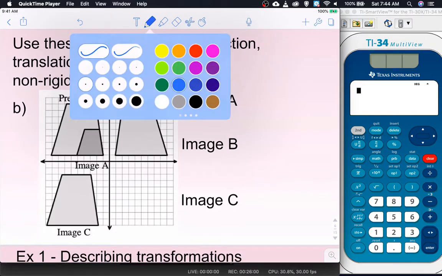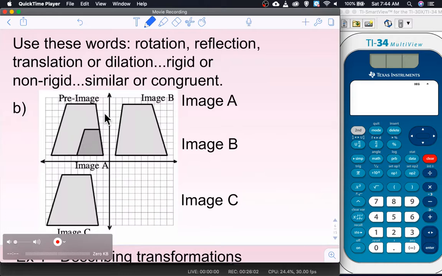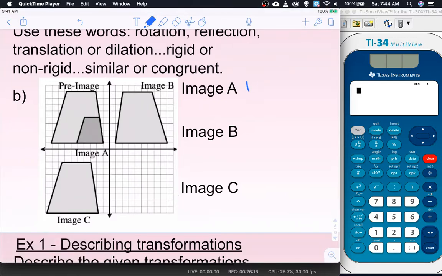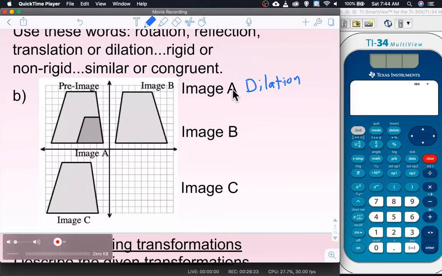So, image A. The pre-image is this, my pre-image, this big guy up here. Image A is then this little trapezoid down here. So that is a dilation. I know, because it's the only type of transformation that changes the size of a figure. That's kind of a zoom. We zoomed in or out. It made it smaller.